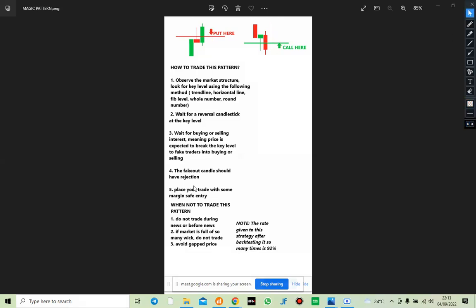So now, when not to trade this pattern: do not trade during news or before news. Sometimes you see the market give you a fake move, but it will definitely reverse, and when it reverses, you might have entered a wrong trade. So it's better not to trade during the news or before the news. If you see so many wicks in the market, do not trade. Then avoid gapped price.